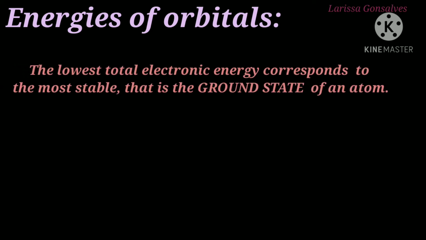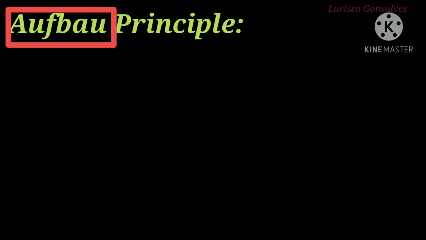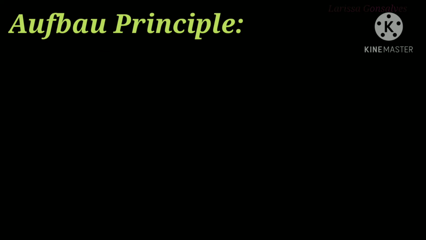Now we know that in a multi-electron atom, electrons occupy the different orbitals, that is s, p, d and f. The lowest total electronic energy corresponds to the most stable state, that is the ground state of an atom. So now we are going to study the distribution of electrons in the ground state, which can be understood through the concept of Aufbau's principle. Aufbau is a German word which means building up. So the building up of orbitals means filling up the orbitals with electrons in the ground state of an atom.